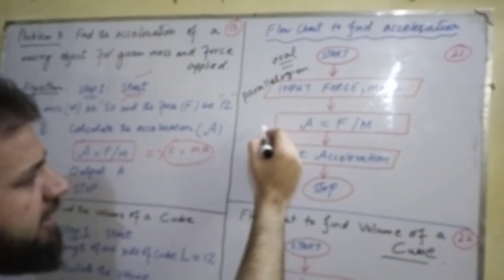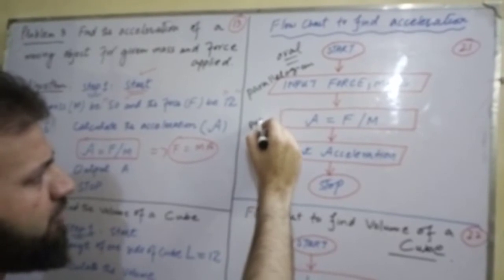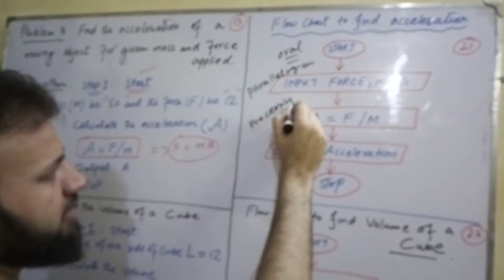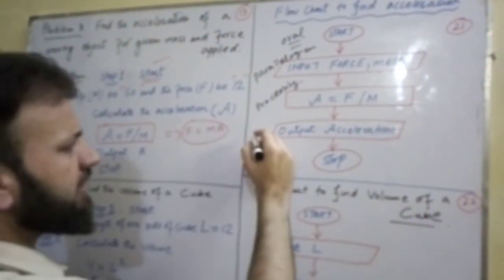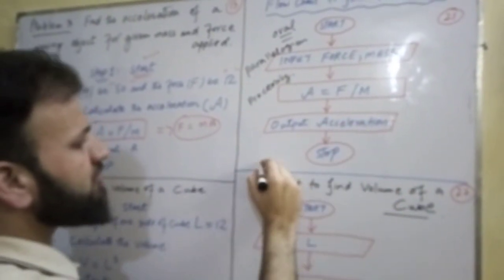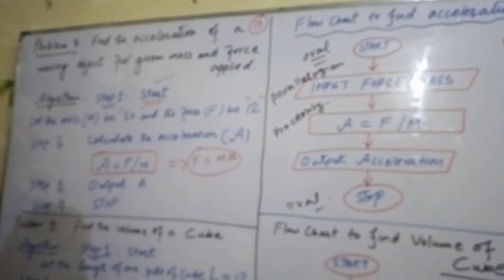Next is the rectangle that shows processing or formula. I have already told that all types of formulas are written in this rectangular block. Next again a parallelogram that shows the output process, and lastly the oval shape shows it's the end of the flowchart. So you can see that this is a very simple algorithm and similarly we can convert it easily into the flowchart.